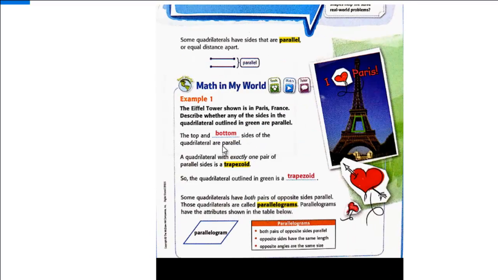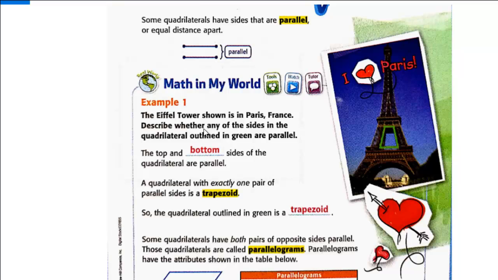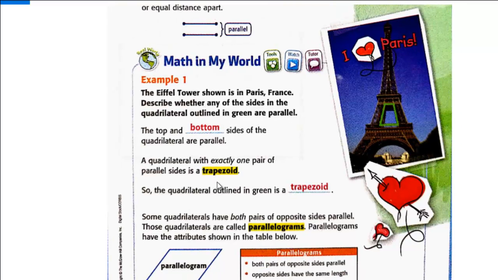Okay, so here there are some quadrilaterals with one pair of parallel sides, called a trapezoid. And there are some quadrilaterals that have both pairs of opposite sides parallel. These quadrilaterals are called parallelograms. Okay, so here this is the first type of quadrilateral, the trapezoid.